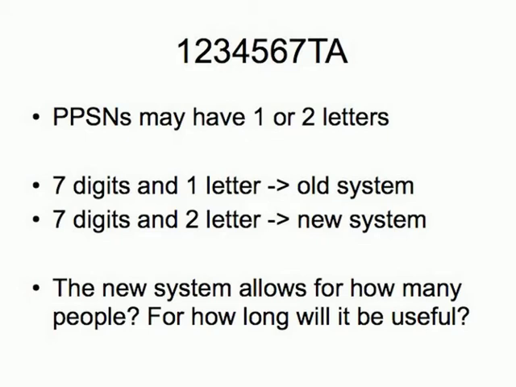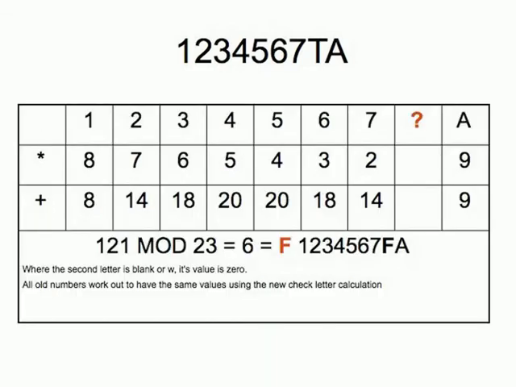The new system is designed to be backward compatible with the existing system, so old numbers with just 1 letter at the end fit into the new system with 2 letters at the end. In the extended PPS number system, the last letter is converted to a number where A gets 1, B gets 2, C gets 3, D gets 4, and so on. And this number is given a weighting of 9.